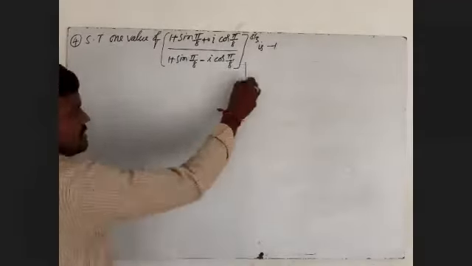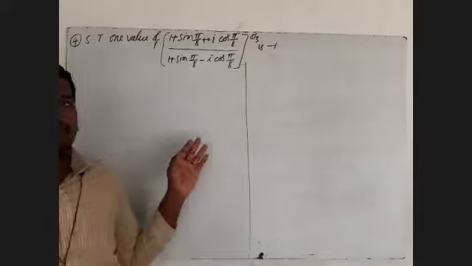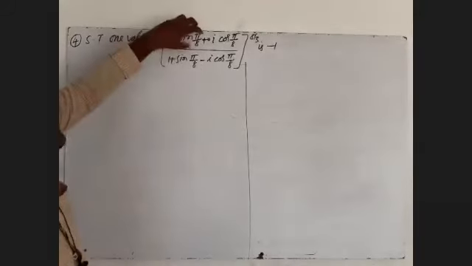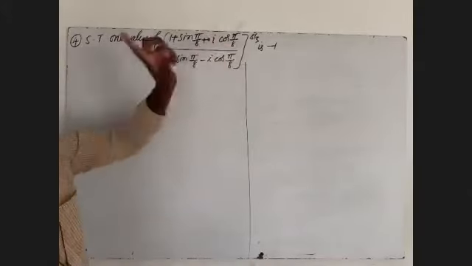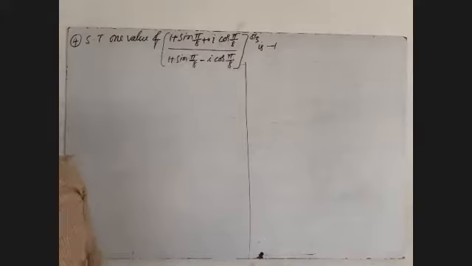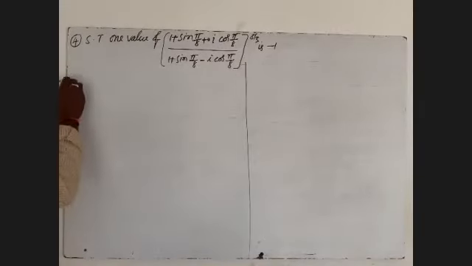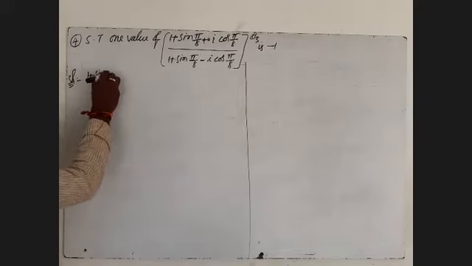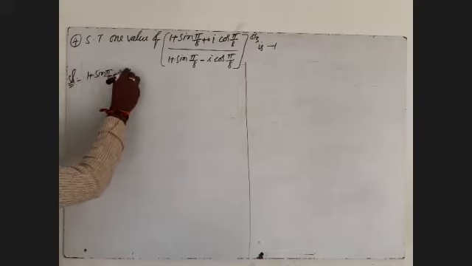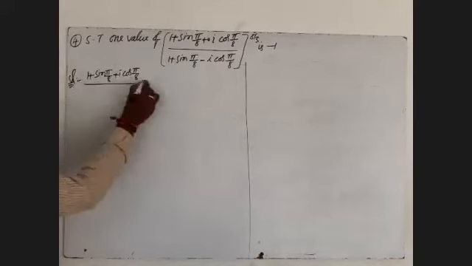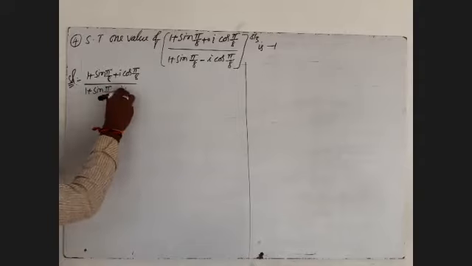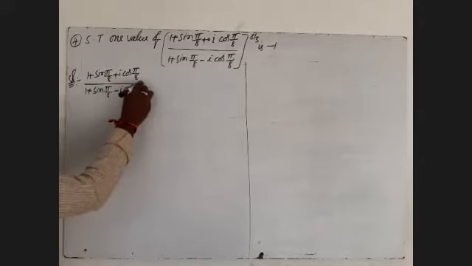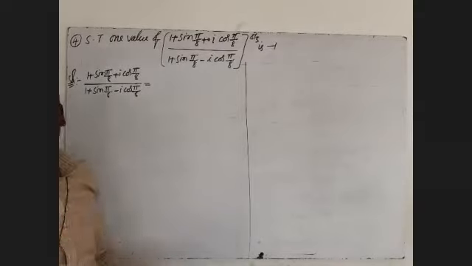We'll observe in this one. Any complex number is in the form cos θ plus i sin θ, but in this problem the values are reversed: it is in the form sin θ plus i cos θ. So first we have to change it. We have (1 + sin π/8 + i cos π/8) by the denominator (1 + sin π/8 − i cos π/8). Here we'll change this one.